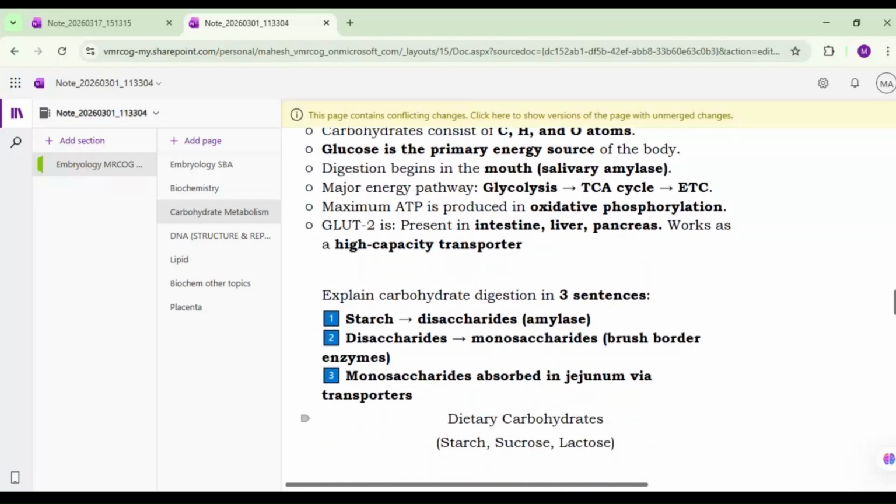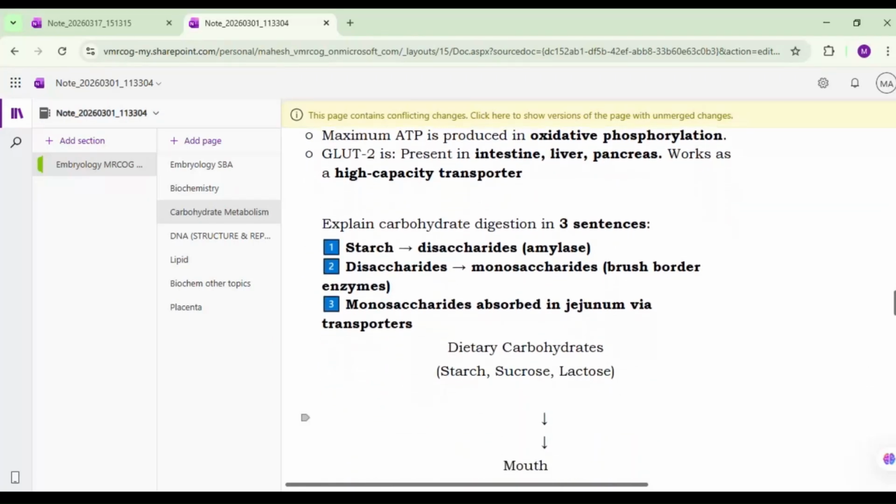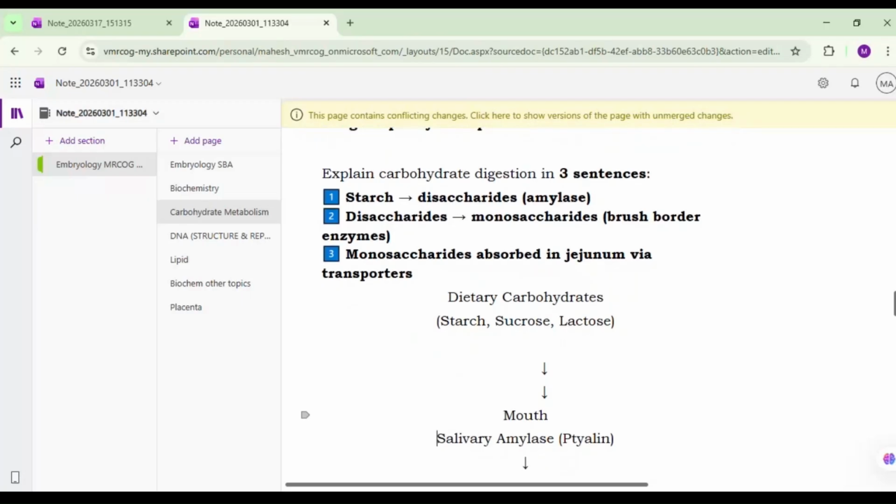This also we have seen in the beginning, that is the carbohydrate digestion in 3 sentences. The starch will get converted into disaccharides through the action of the amylase. Disaccharides will get converted into monosaccharides by the brush border enzymes. Then monosaccharides will get absorbed via the jejunum via the transporters. Which are the transporters? That also we have seen.